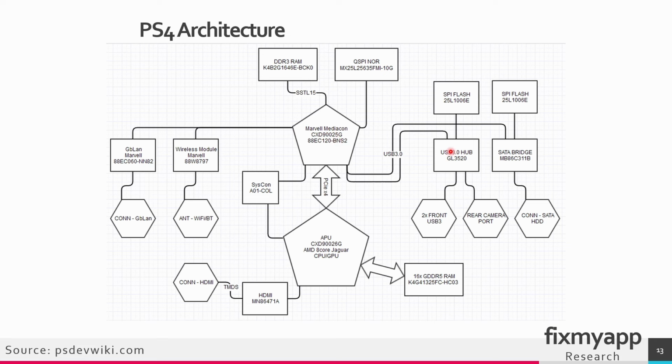All USB 3.0 ports on the front and on the back, also the extension port, all those data will go also to the Southbridge. So the hard drive is connected to a SATA bridge. From SATA bridge it also communicates with the Southbridge. This is the Syscon chip, and the Syscon chip is between the APU and the Southbridge. So the Southbridge and the APU are communicating with each other through PCIe data lanes. So the APU communicates with its main DDR5 RAM modules.